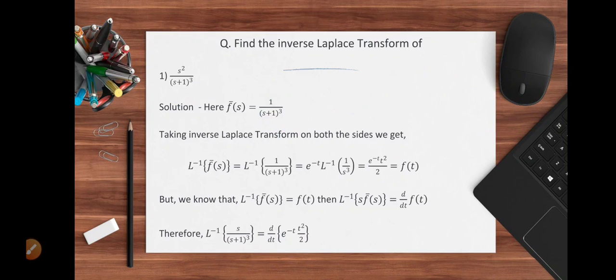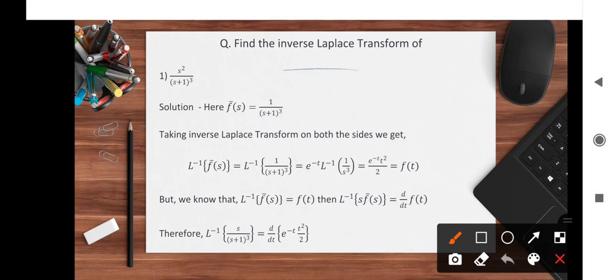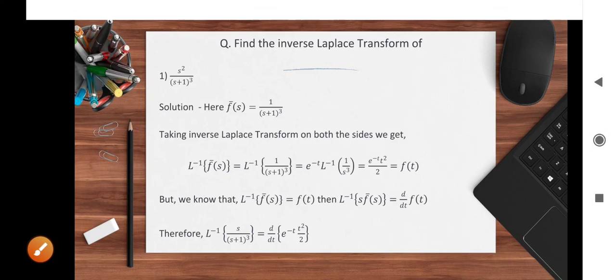First we will consider L inverse of single s and not s square. So remember, note down this one. We are finding L inverse of s upon (s plus 1) bracket cube and not s square upon (s plus 1) bracket cube. So using this result, you have to find the derivative of f of t, that is e raised to minus t into t square by 2.